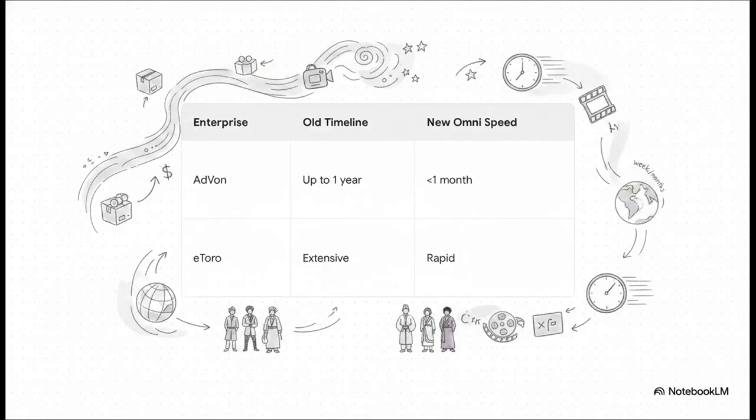And we are absolutely seeing this validated at the enterprise level too. Show me the receipts, right? Well, look at Advon Commerce. They use Gemini to process a massive catalog of over 93,000 products to generate engaging lifestyle videos. What previously took them up to a year was completed in under a month, and it delivered a $17 million revenue lift in just 60 days. Or take eToro, the global trading platform. They moved from extensive, drawn-out production timelines to rapidly generating professional, culturally specific campaigns across global markets. Weeks and months of work are literally collapsing into hours.